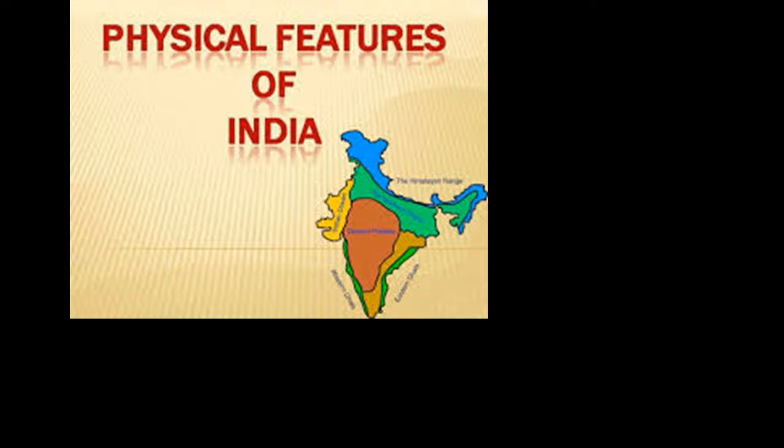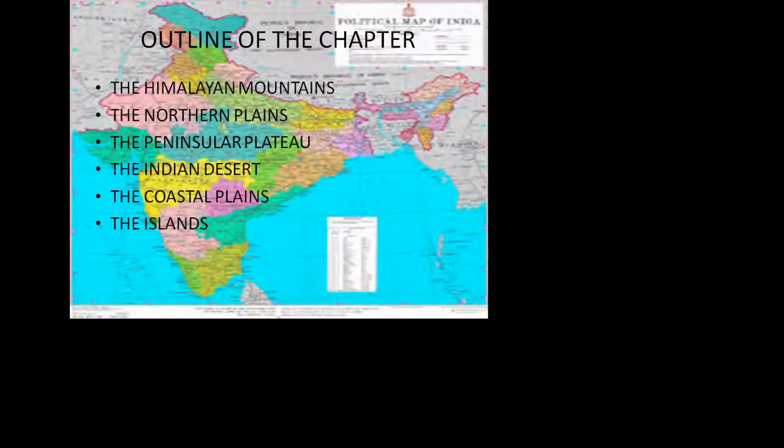Good evening, children. Today I am going to start the second chapter of geography, that is physical features of India. In this chapter we are going to study the Himalayan mountains, the northern plains, the peninsular plateau, the Indian desert, the coastal plains and the islands.